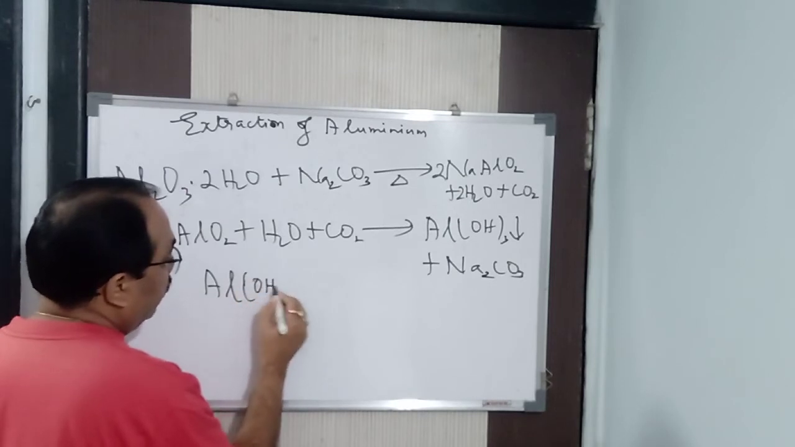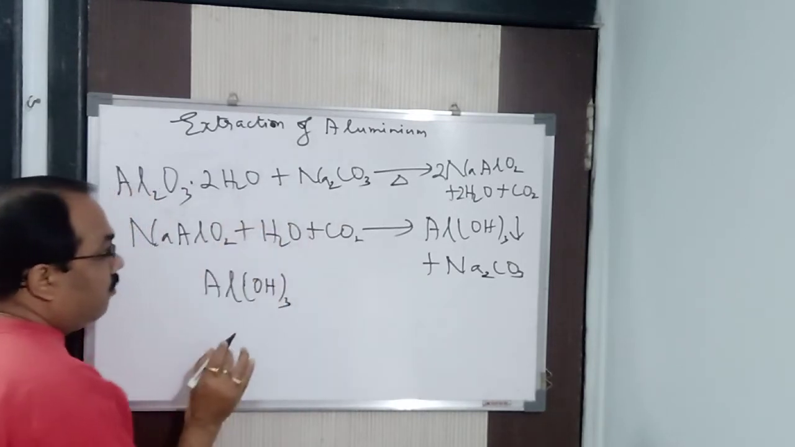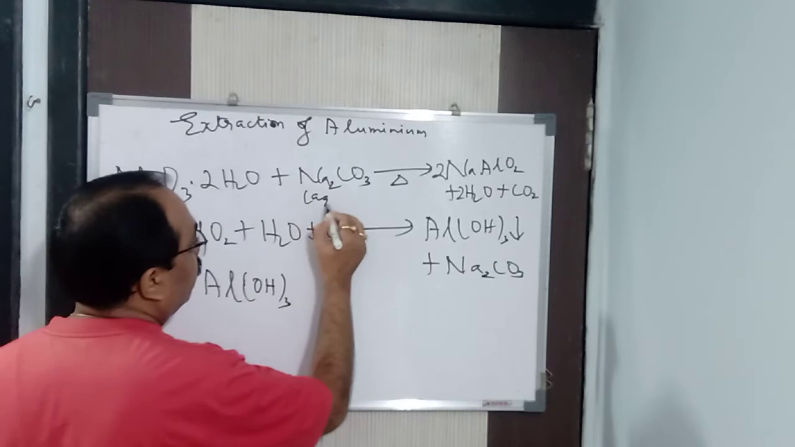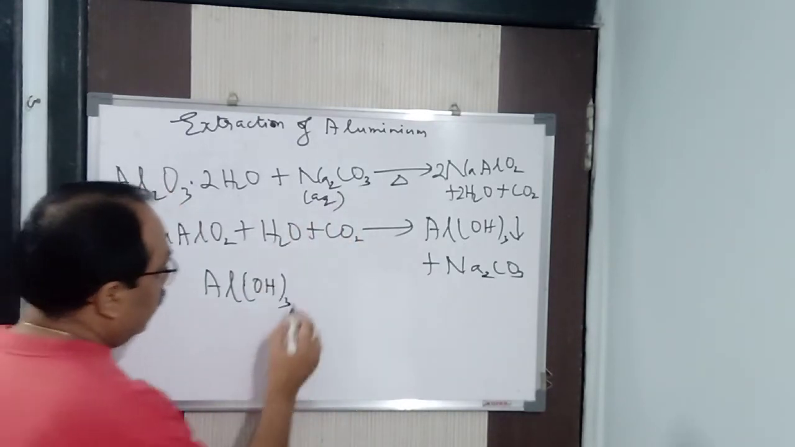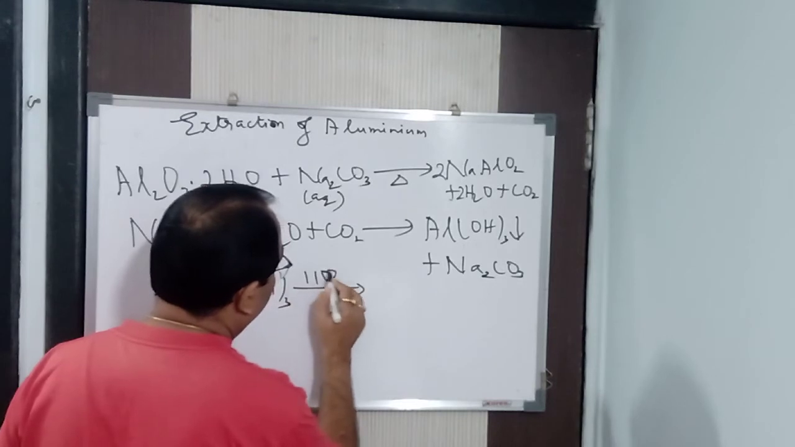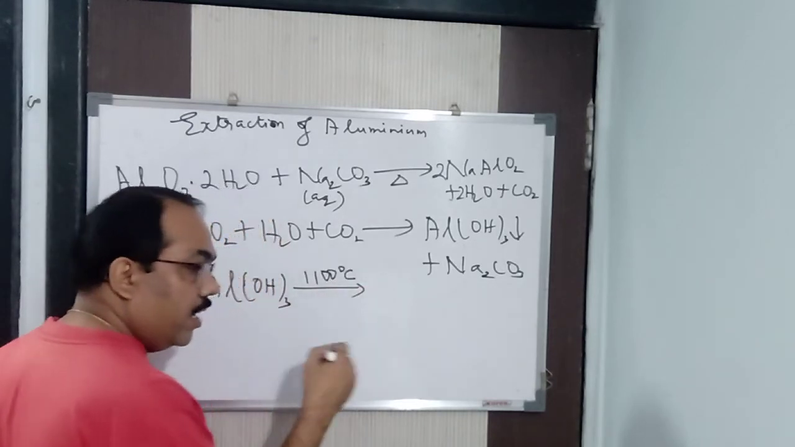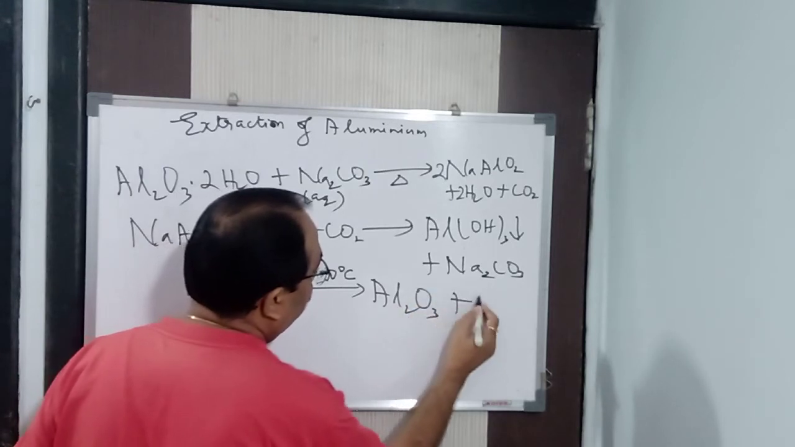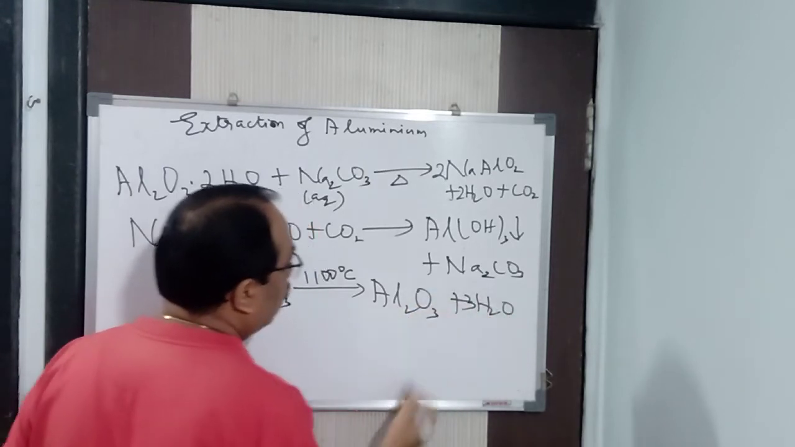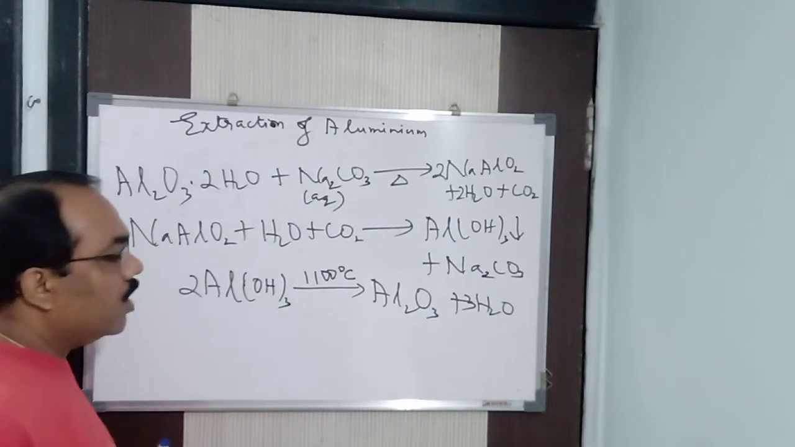The only difference, as I said, is that we are taking sodium carbonate instead of sodium hydroxide. Same thing, aluminium hydroxide will be heated at a temperature around 1180 degrees centigrade. I'll go for fractional crystallization, and I'll be getting alumina and water.